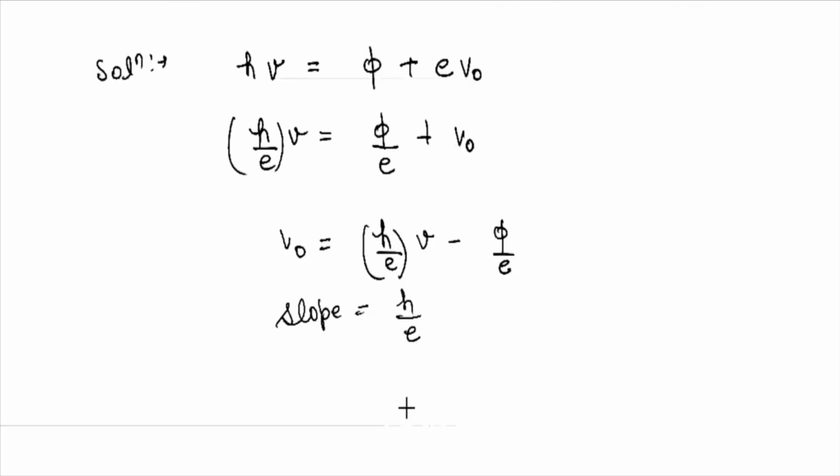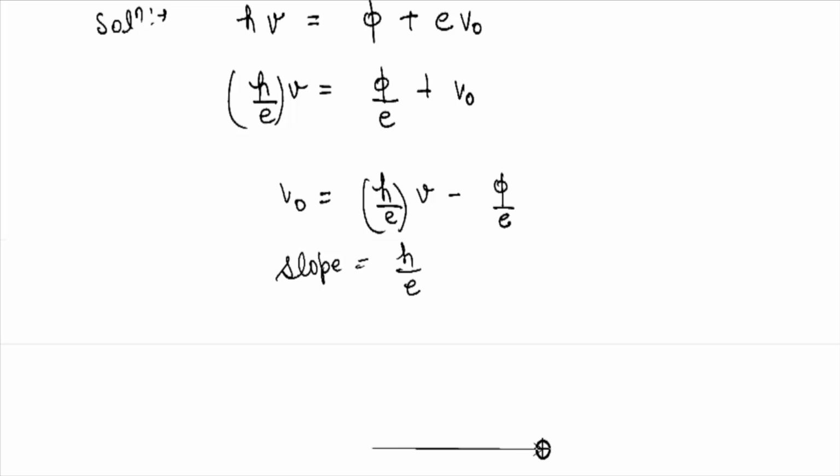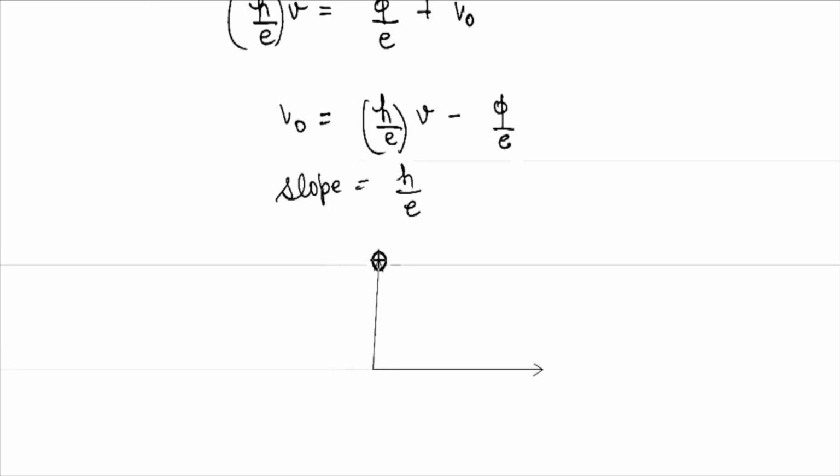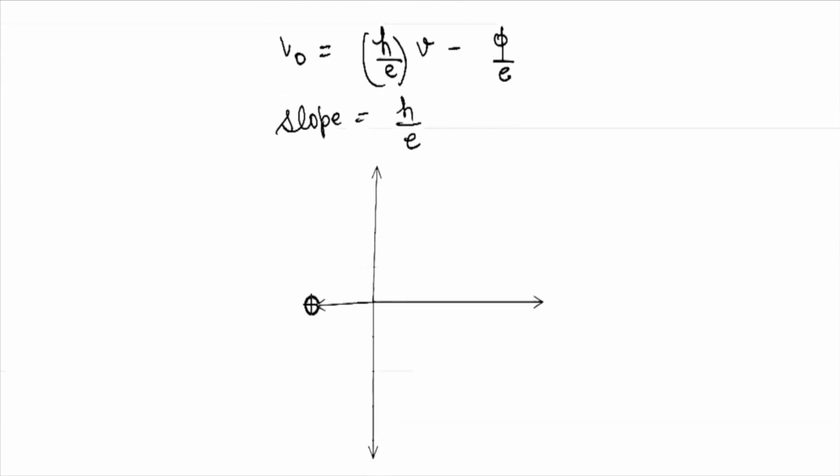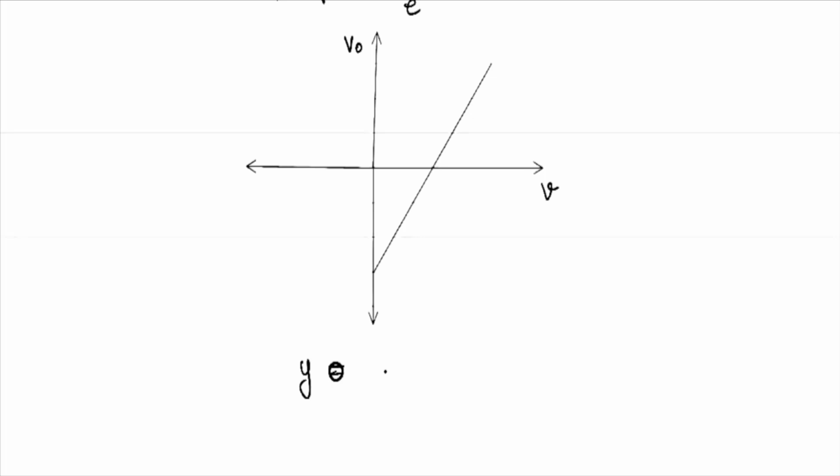Firstly, we draw the graph for the slope. This is our x-axis and this is our y-axis, with the negative y-axis and negative x-axis. We have the frequency nu on one axis and the stopping potential on the other, so our graph is like this. If we compare this equation with y equals mx, we get m, that is our slope.